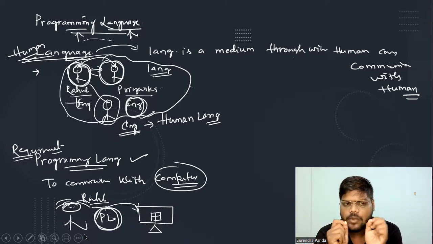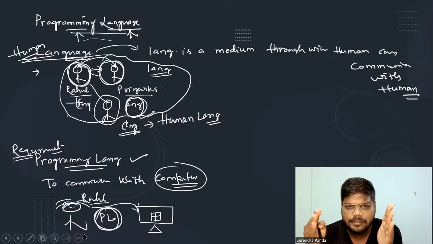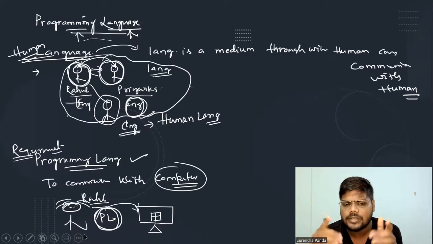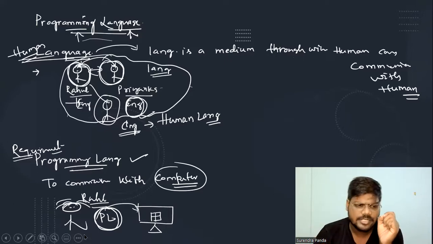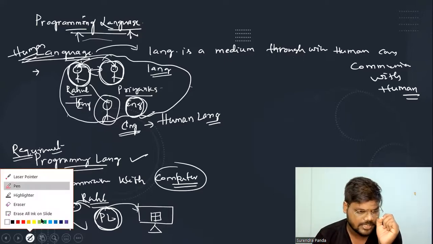Okay? Sir, what is a programming language? It is a tool to develop software. And what is the requirement of a programming language? If a human being wants to communicate with the computer, we require a computer language, or you can say we require a programming language. I hope it is clear. Can I erase all these things, sir? Or I take a screenshot, let me erase all these things.